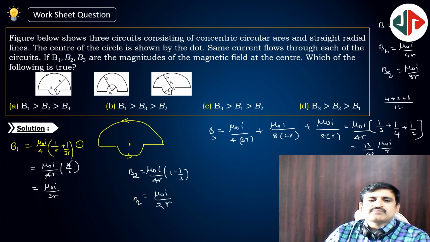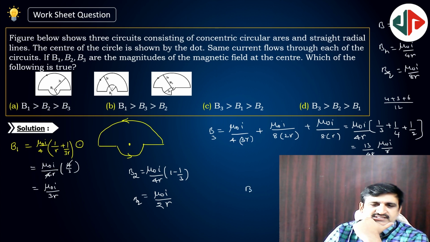So you need to compare with this. One is 1 by 3, one is 1 by 2, and 13 by 48. 12 table, roughly 1 by 4. Yeah, 1 by 4. 1 by 4 means 0.25. This is B3, this is B2, and this is B1. 1 by 3 means 0.33, sorry. 1 by 2 means 0.5. This is 1 by 4, 0.25.